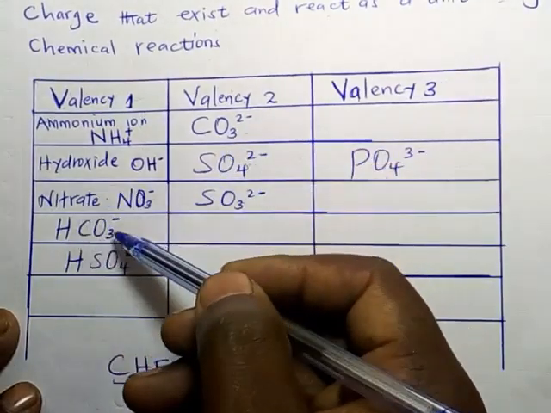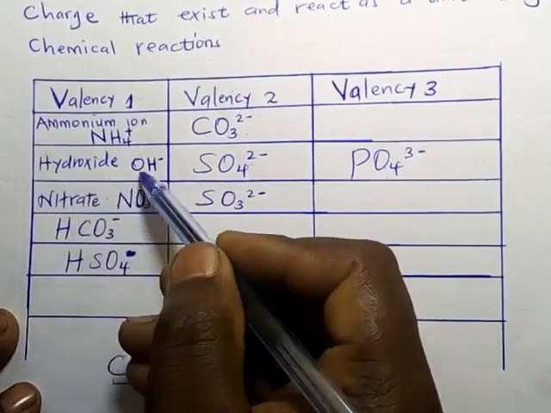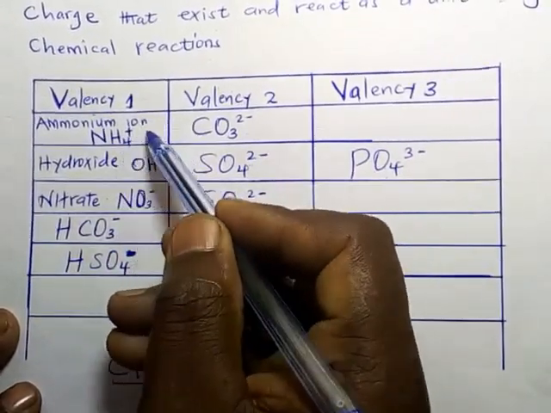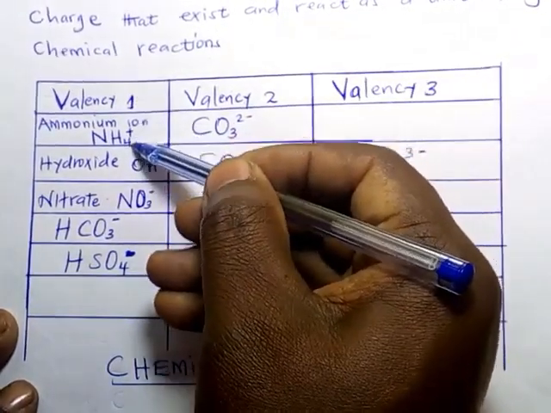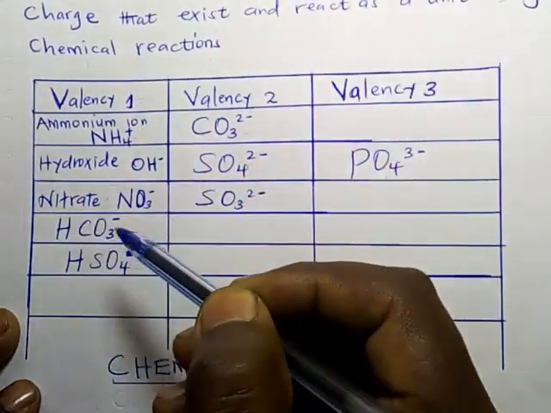We have the nitrates: magnesium nitrate, potassium nitrate. We have hydroxides: sodium hydroxide, calcium hydroxide. We have ammonium carbonate, ammonium sulfate. So the ammonium ion has a valence of 1. Whenever you are using ammonium, remember it is valence 1.